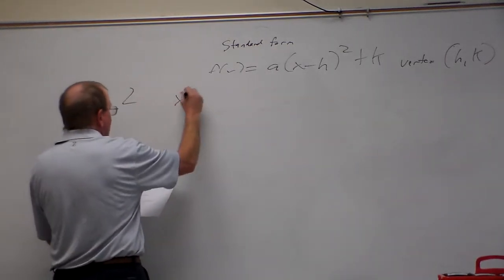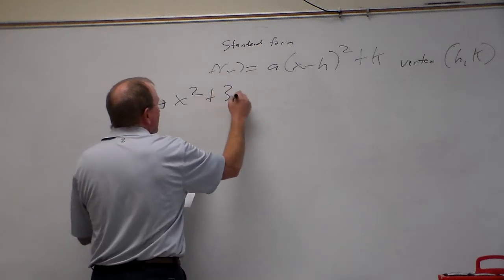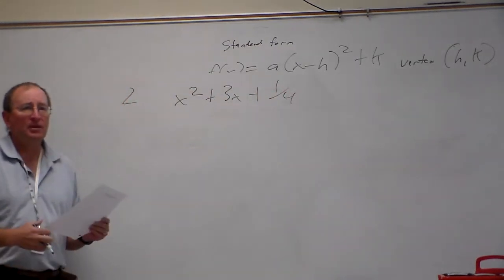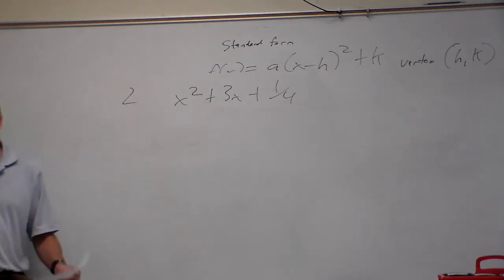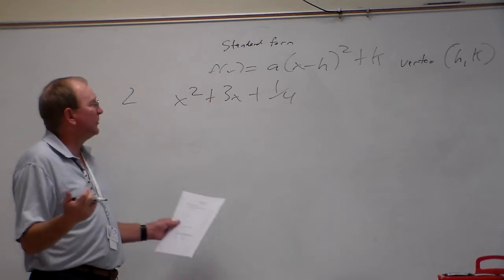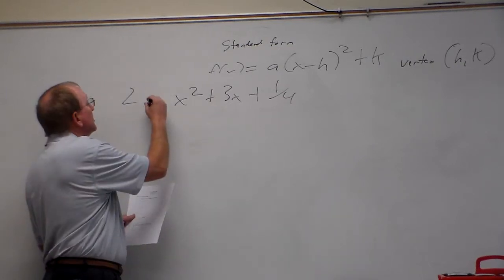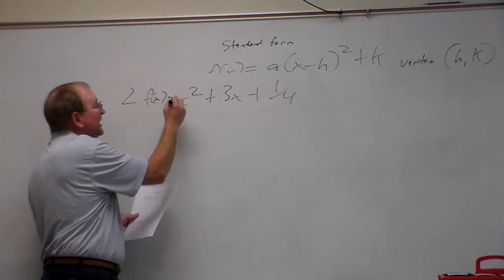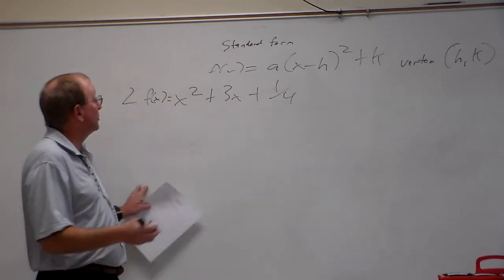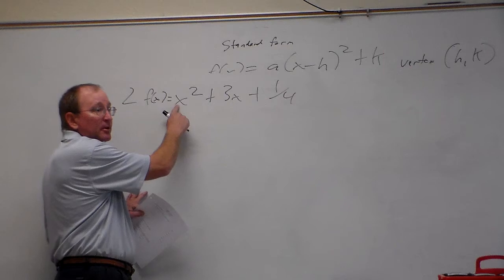Number 2 has x squared plus 3x plus 1/4. One thing we could do is complete the square. I'm going to show that, and then I'm going to show you another way that's even easier, how I would probably do it on the test. But first, completing the square: is there an a term here?